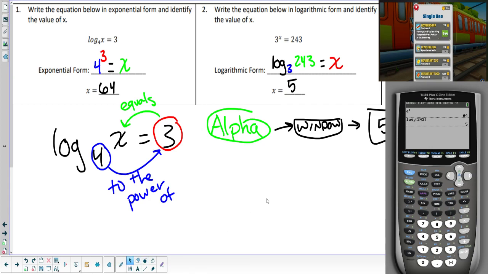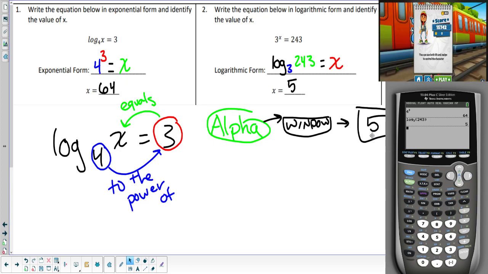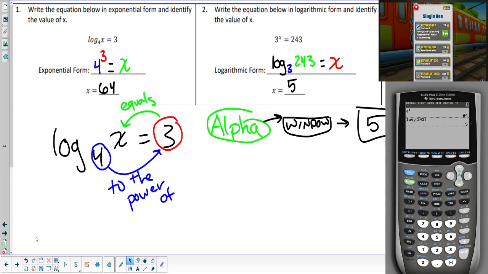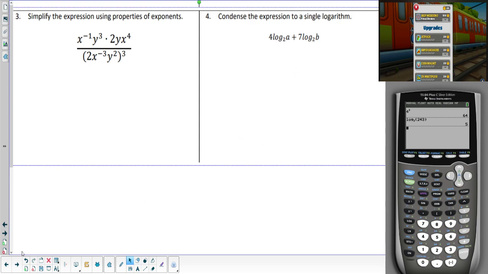Let me scrunch this all up. There we go. So alpha window 5 gets you to log base. All right, cool. That's as easy as the first two.